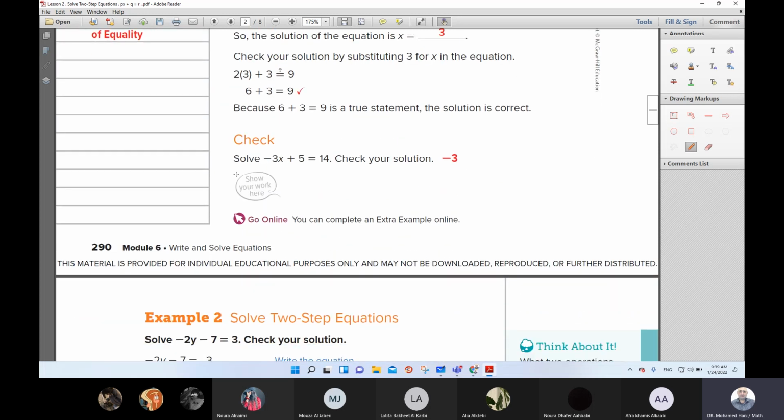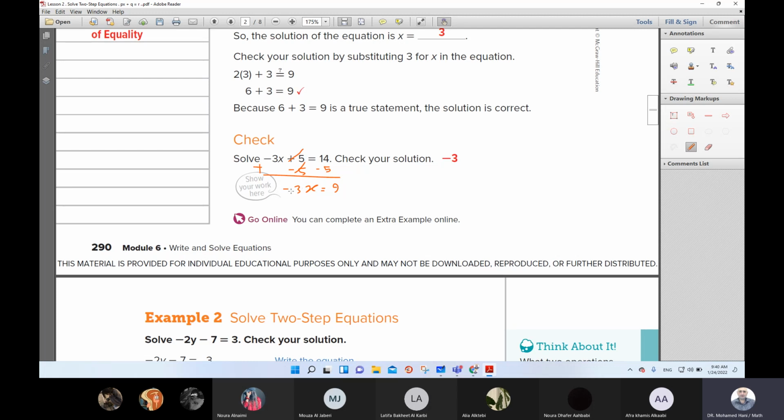For example, solve negative 3x plus 5 equal 14. The first step, we want to remove the number here, the constant, to keep the variable alone on this side. So what is the inverse of plus 5? Negative 5. So add negative 5 to the two sides. Plus 5 and negative 5 will be 0. Remains on the first side negative 3x. Then 14 minus 5 will be 9.